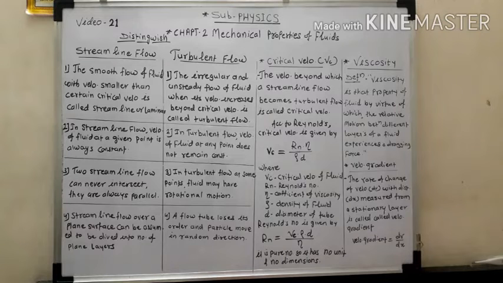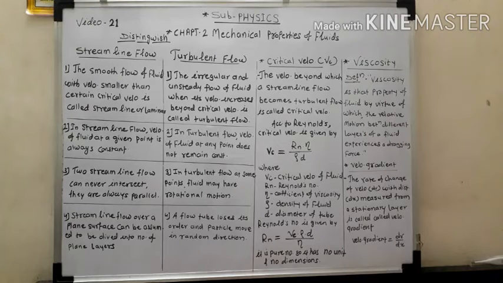From this we define the velocity gradient, which is the rate of change of velocity dv with respect to distance dx, measured from the stationary layer. Velocity gradient is dv upon dx. Velocity is measured in meter per second and distance in meter, so velocity gradient is measured in per second. The dimension of velocity is L1 M0 T minus 1 and distance is L1, which cancels, leaving only T raised to minus 1. In this way we find the unit and dimension of the velocity gradient.